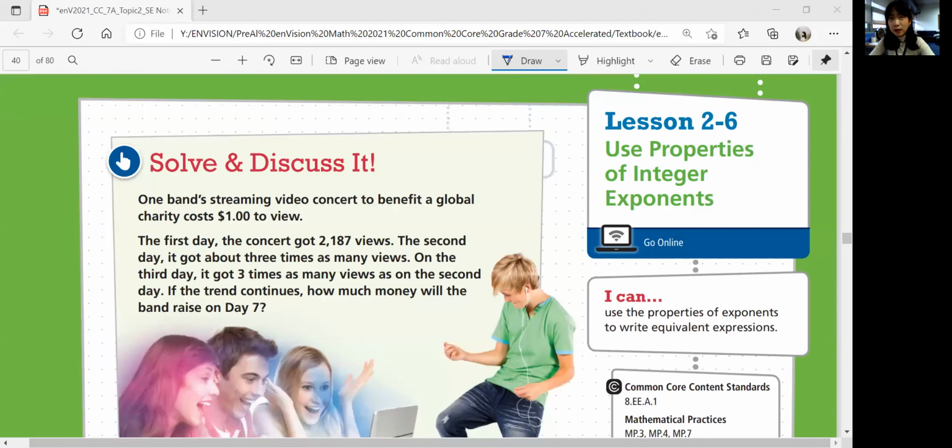This is Pre-Algebra, lesson 2-6, use properties of integer exponents. In this lesson, you are going to use the properties of exponents to write equivalent expressions. You will also understand the properties of exponents and generate equivalent expressions with exponents. Let's look at solve and discuss it properly.